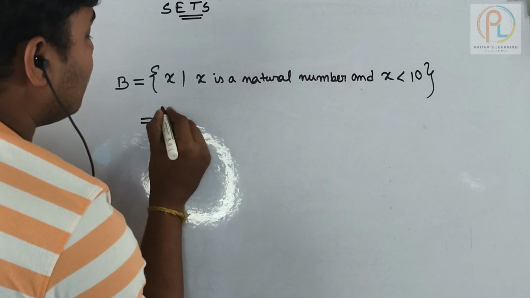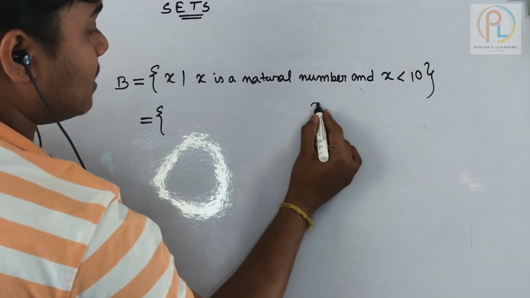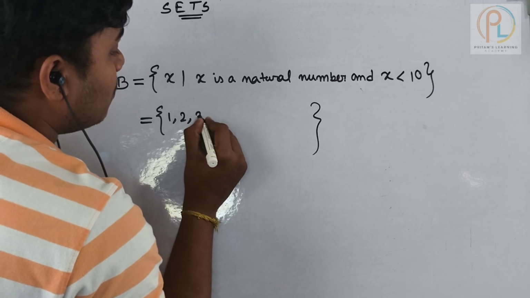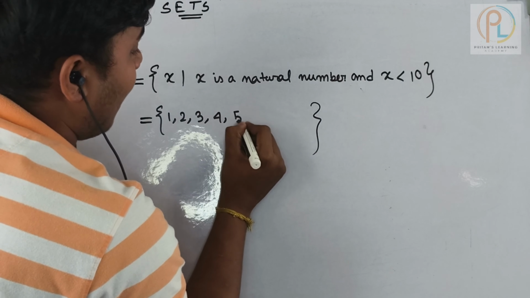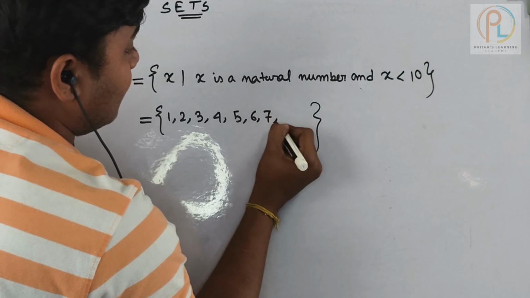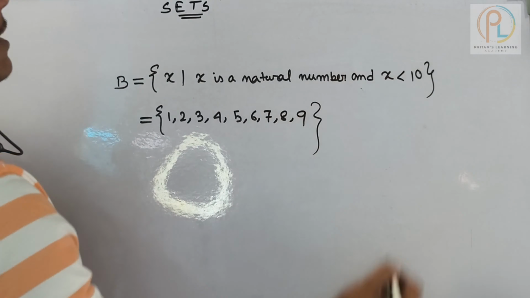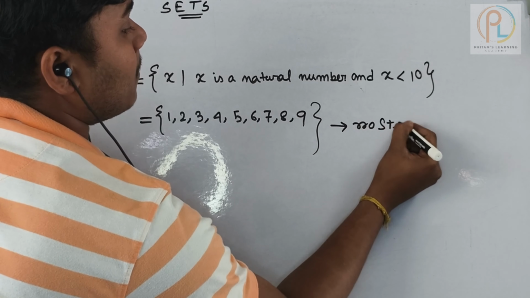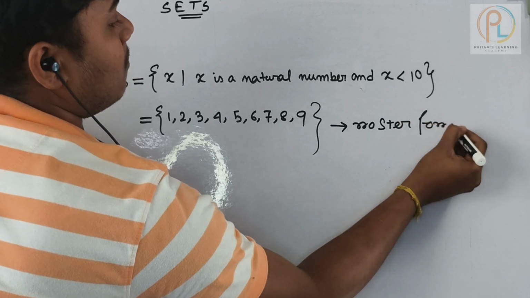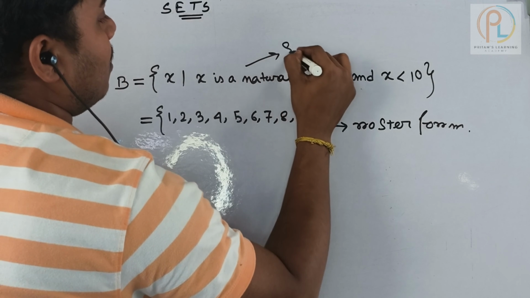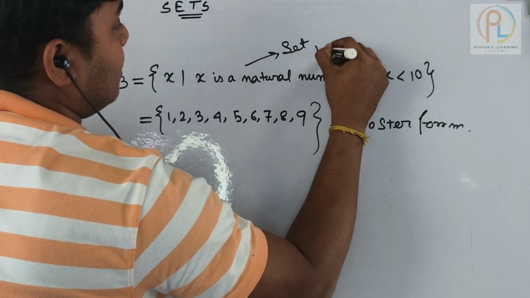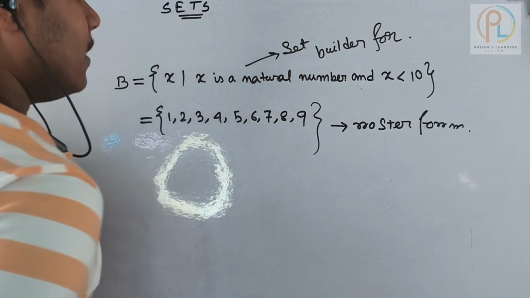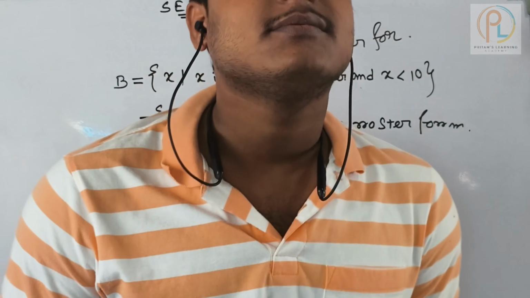So, what is the value of B? What is the set B? Set B is {1, 2, 3, 4, 5, 6, 7, 8, 9}. This is called roster form and this is called set builder form. Is it clear? I hope so.